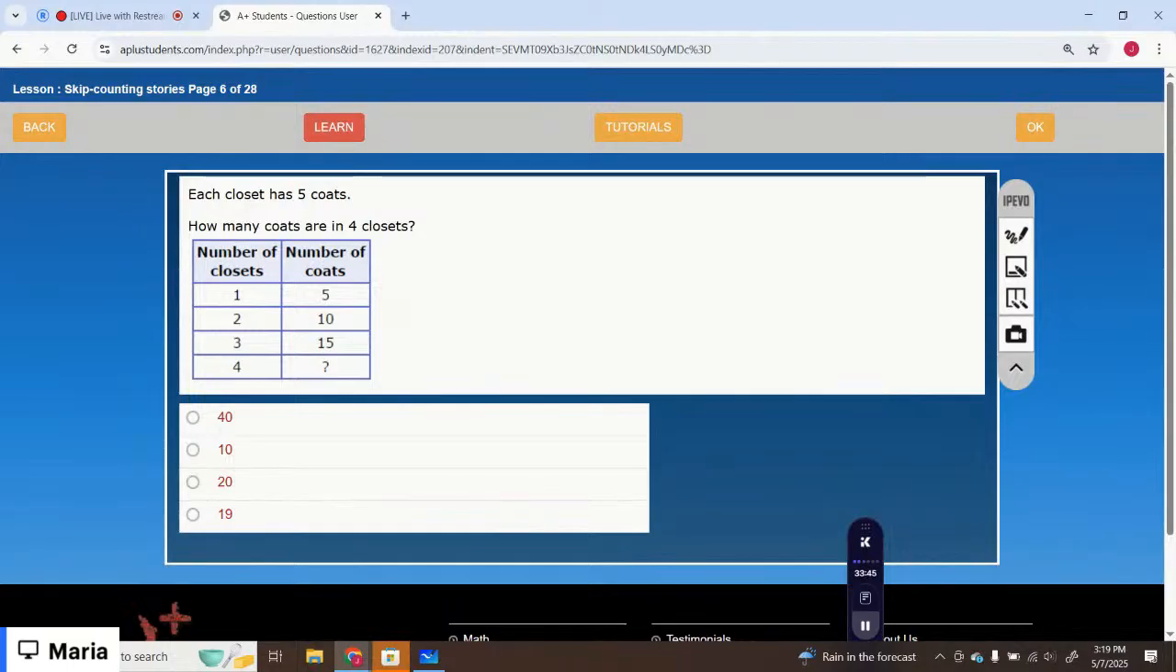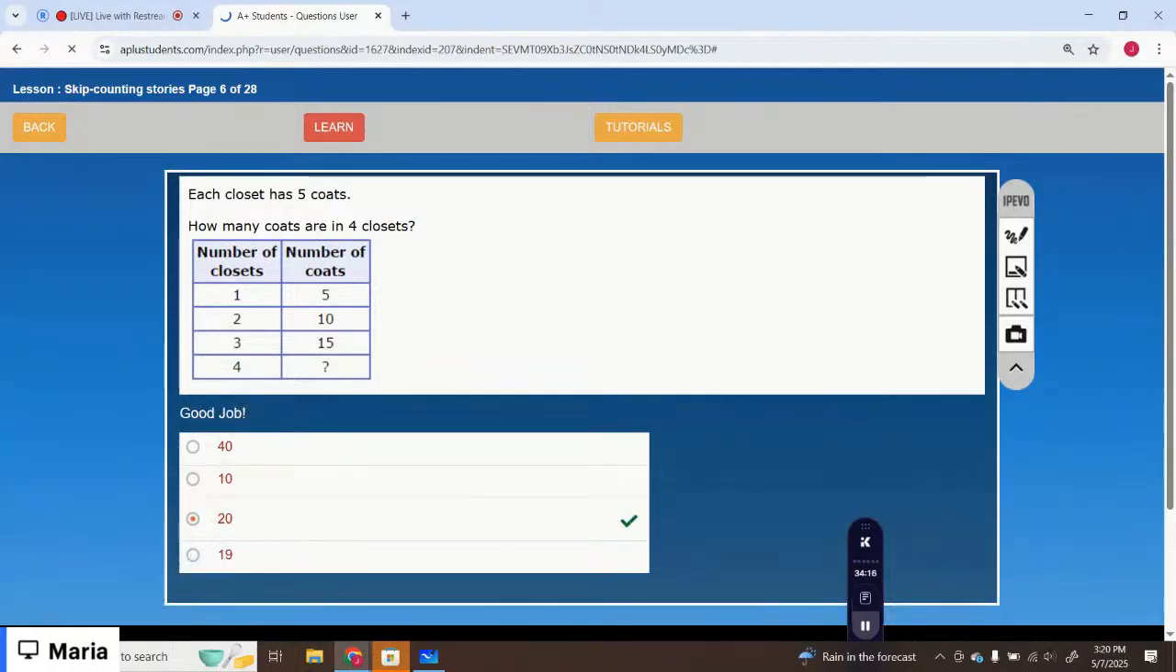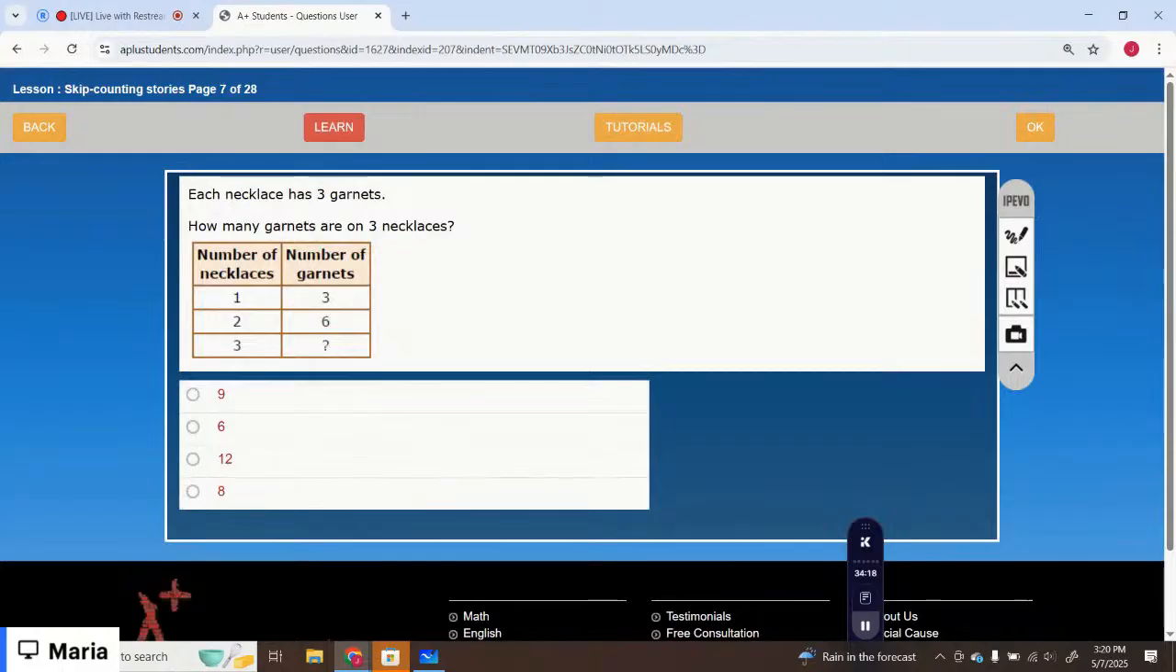Each closet has 5 coats. How many coats are in 4 closets? So which is the correct option? That is 20. Option number 3 is the correct option. The fourth closet has 20 coats.